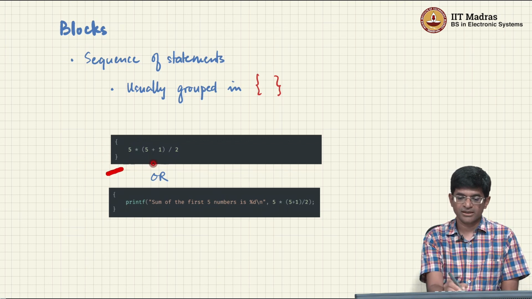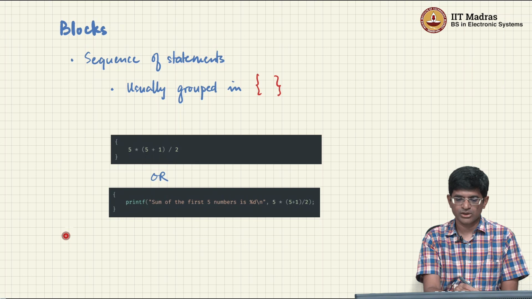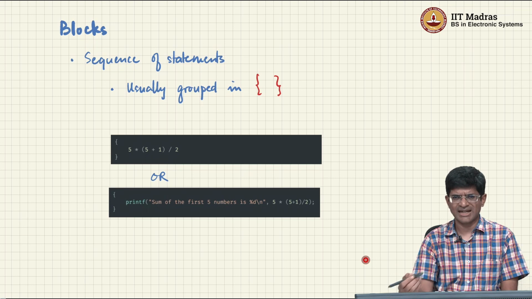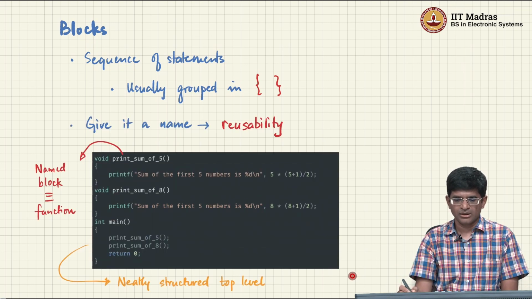Now you are not restricted to only formulas inside a block, you could also have other statements. In fact, a block can have multiple such statements, right. So both of these would be examples of blocks in the C language. But the problem is, as they stand right now, they don't look particularly useful. So let's go one step further and assign a name to the block, right.